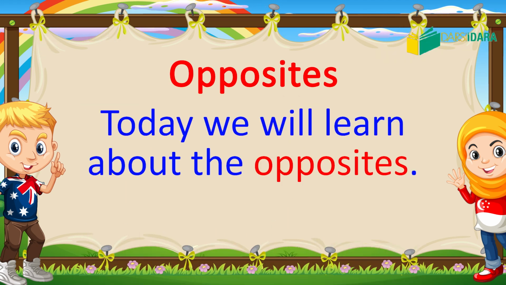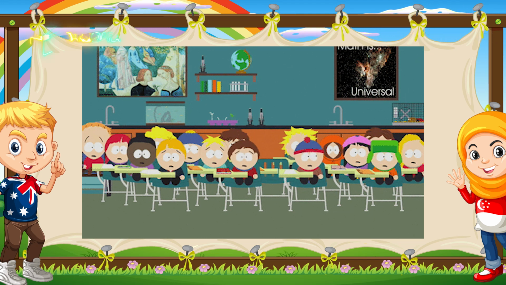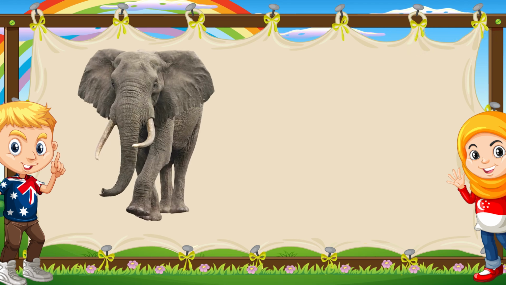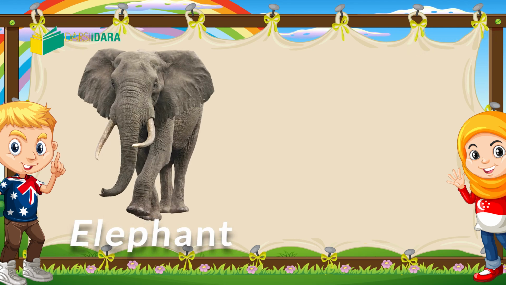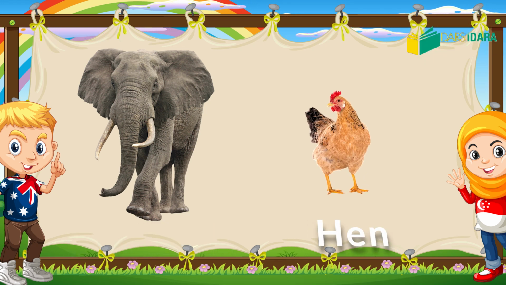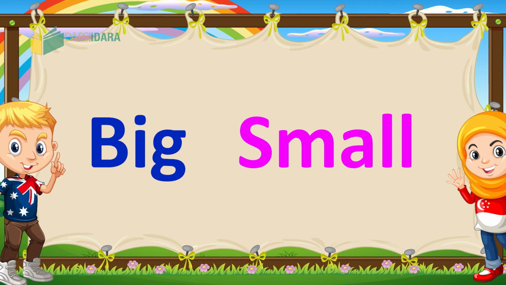Today, we will learn about the opposites. Children, in everyday life, we see many things which are opposite to each other. Some things are big, like an elephant, and some small, like a hen. Big and small are opposite words.